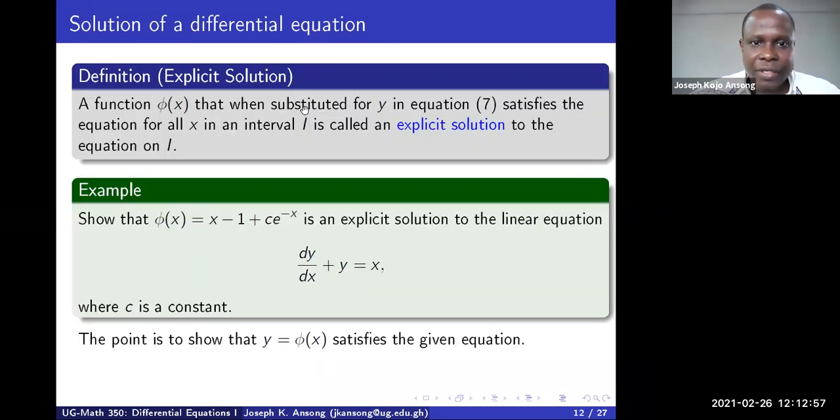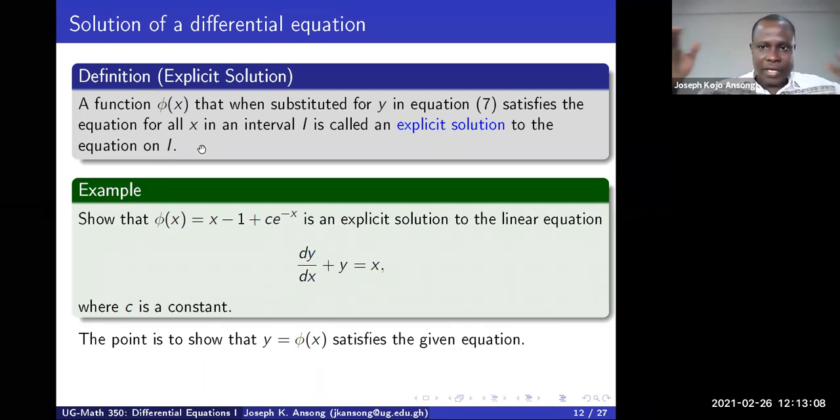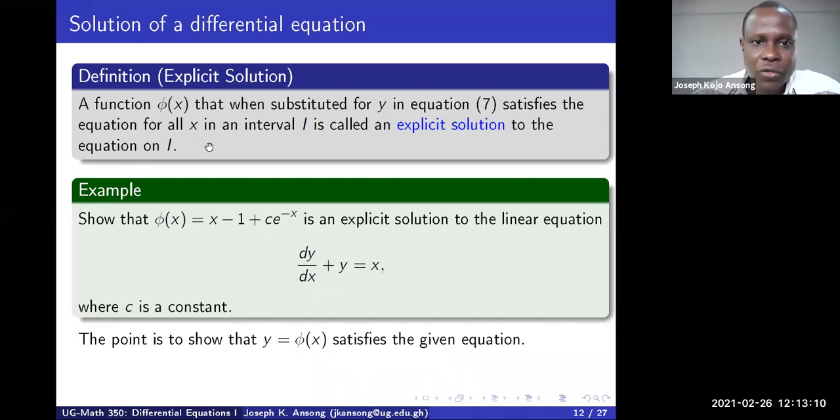If this, when I substitute for y in equation 7, satisfies the equation for all x in an interval I, it's called an explicit solution to the equation on the interval. So here's a simple example of that. Show that this function, phi of x equals this, is an explicit solution to the linear equation. This is an ODE.